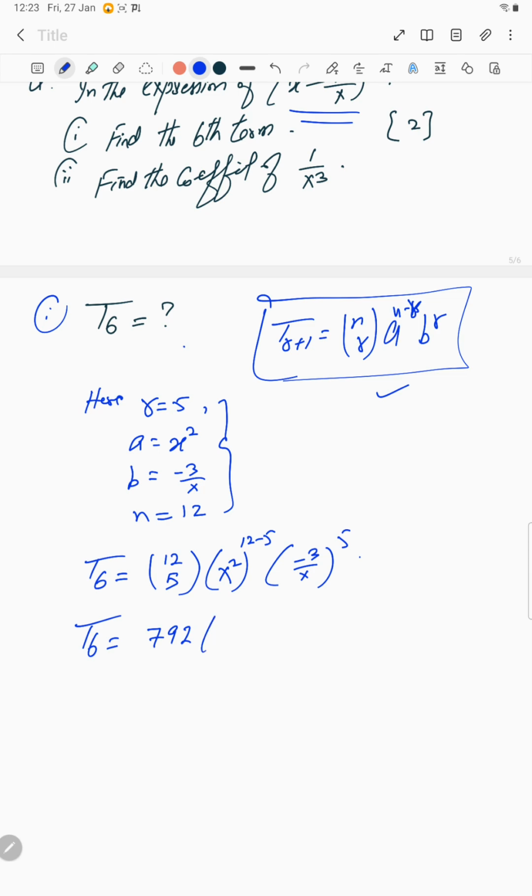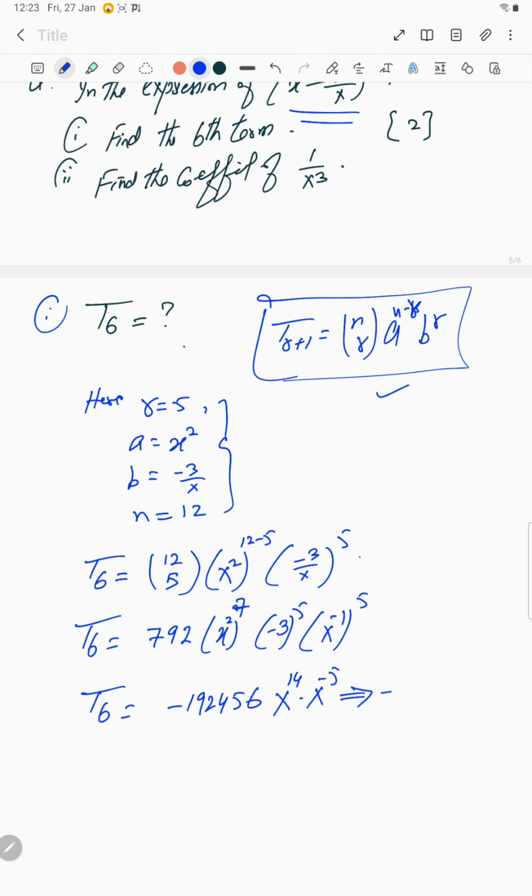You can check the calculations. X raised to power, it becomes x square power 7, minus 3 power 5 and x power minus 1. Once you bring this 1 over x in numerator, its power will change. So in short, on calculation, we get minus 192456 x raised to power 14 times x raised to power minus 5. That will be minus 192456 x power 9, because 14 minus 5 is 9. So this is the first part answer.